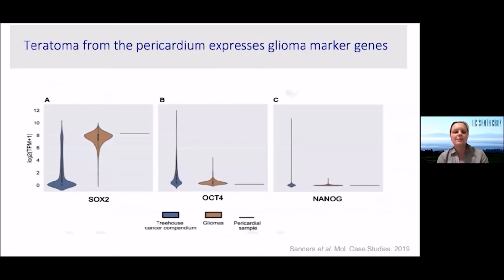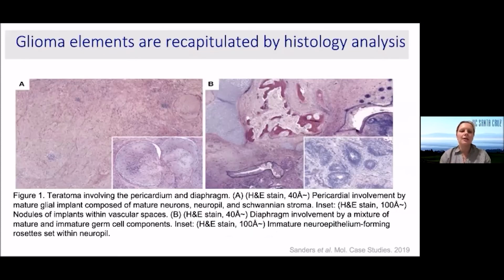We looked at the expression of specific glioma markers, and indeed, this teratoma tumor seemed to express markers of glioma tissues. So then pathology, so then by histology analysis, and you guys in the audience have a much better interpretation, can interpret these images much better than me, I'm sure.